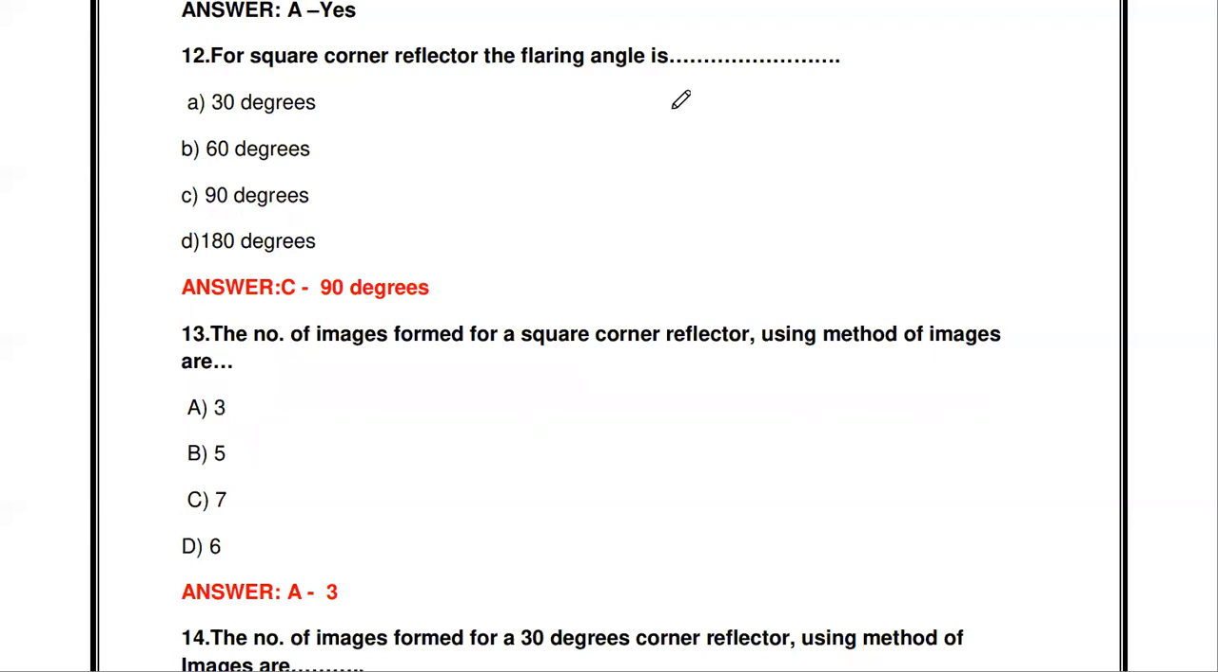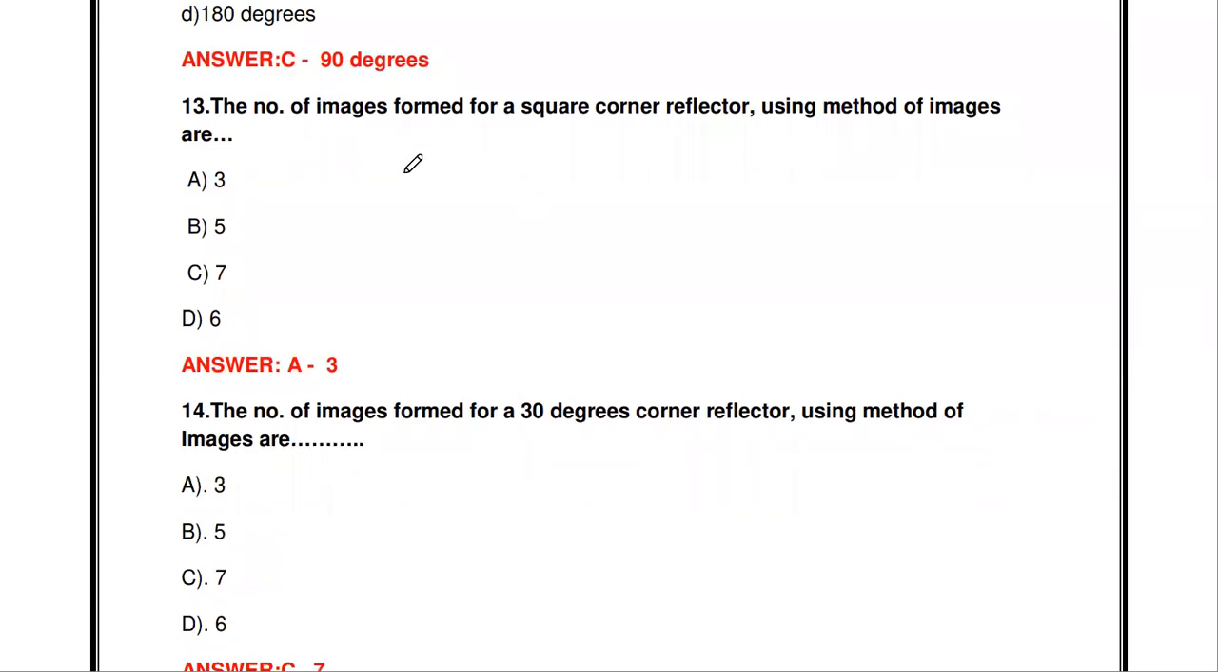Then the next one: for a square corner reflector, the flaring angle is dash. For a square corner reflector, the flaring angle is 90°. If it is 180°, it is a flat sheet reflector. Okay, then: the number of images formed for a square corner reflector using the method of images is dash. There are 3 images formed in a square corner reflector.